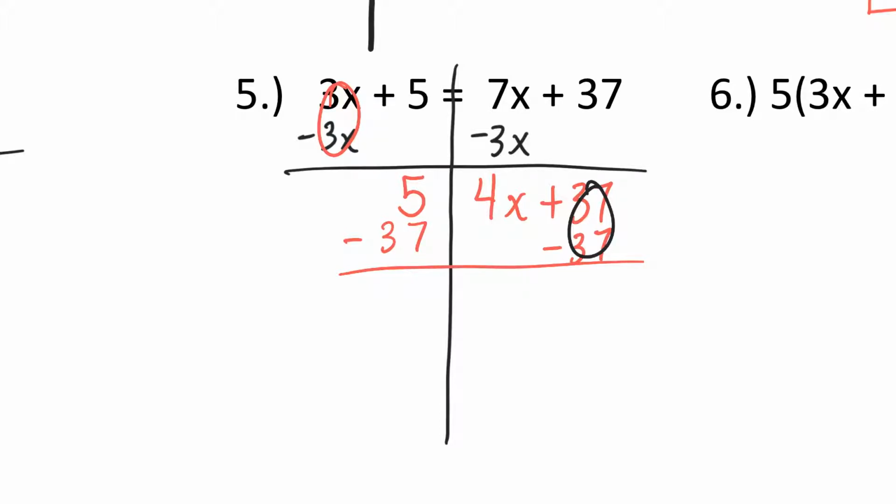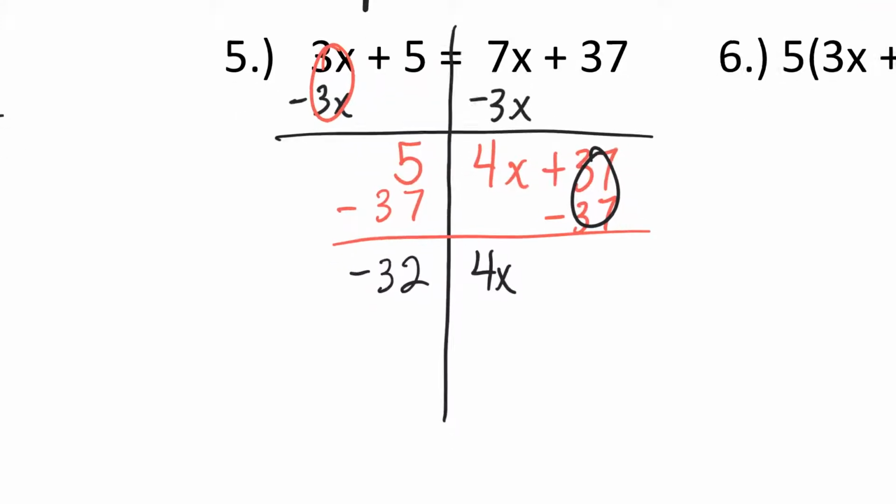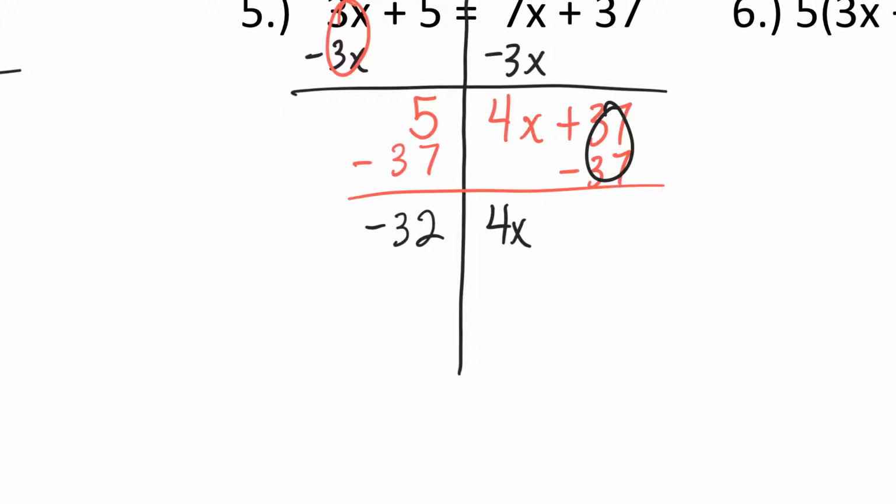Over on the left-hand side, what's 5 minus 37? Is negative 32. Okay? And if you forget how to do that math, just put in your calculator. 5 minus 37. And then over here we have 4x plus 0 is 4x. Okay, then what do I do? Divide both sides by 4. These 4's turn into a 1. That's 1x. What's negative 32 divided by 4? Negative 8. So x equals negative 8.